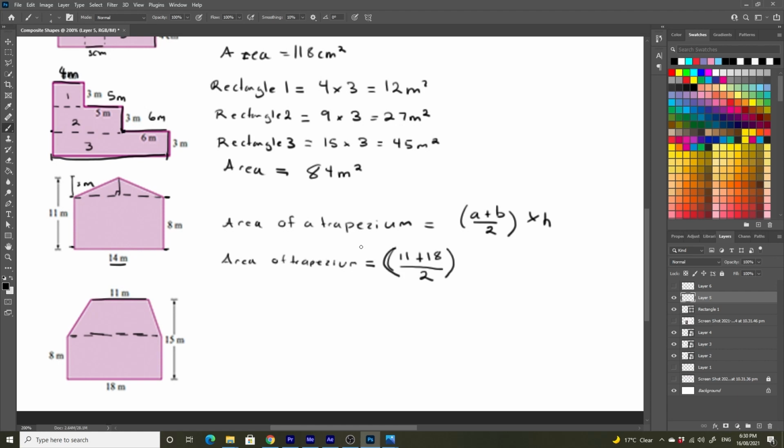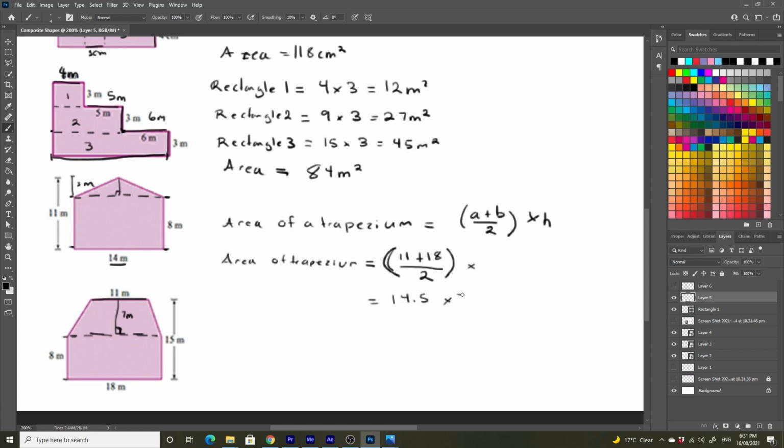So 11 plus 18 divided by 2 is 14.5 times our perpendicular height. What's our perpendicular height going to be? Well, we know that this height of our rectangle is 8 meters, and we know that the total height of the entire shape is 15. So to find this perpendicular height between the top of the trapezium and the bottom of the trapezium, what we need to do is take 8 away from 15, and that will be 7 meters.